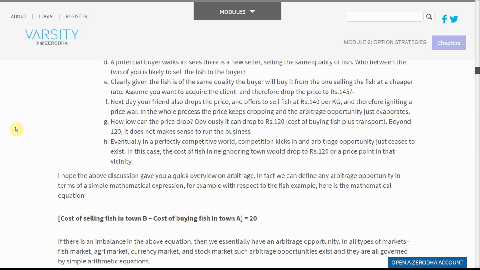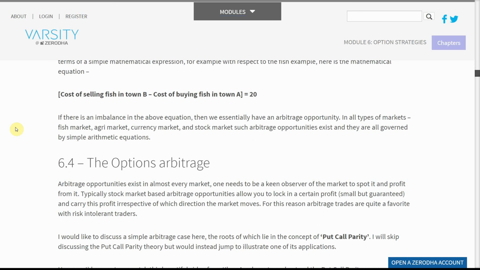In fact, we can define any arbitrage opportunity in terms of a simple mathematical expression. For example, with respect to the fish example, here is the mathematical equation. Cost of selling fish in town B minus cost of buying fish in town A equals 20. If there is an imbalance in the above equation, then we essentially have an arbitrage opportunity. In all types of markets, fish market, agri market, currency market, and stock market, such arbitrage opportunities exist and they are all governed by simple arithmetic equations.